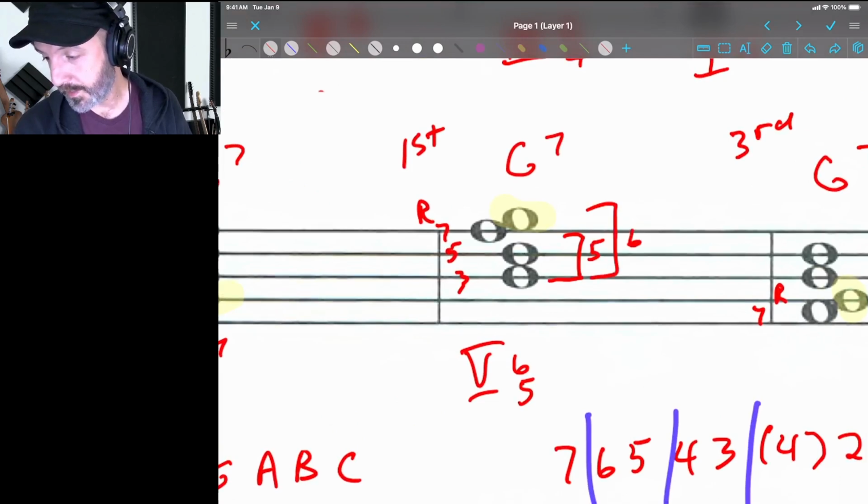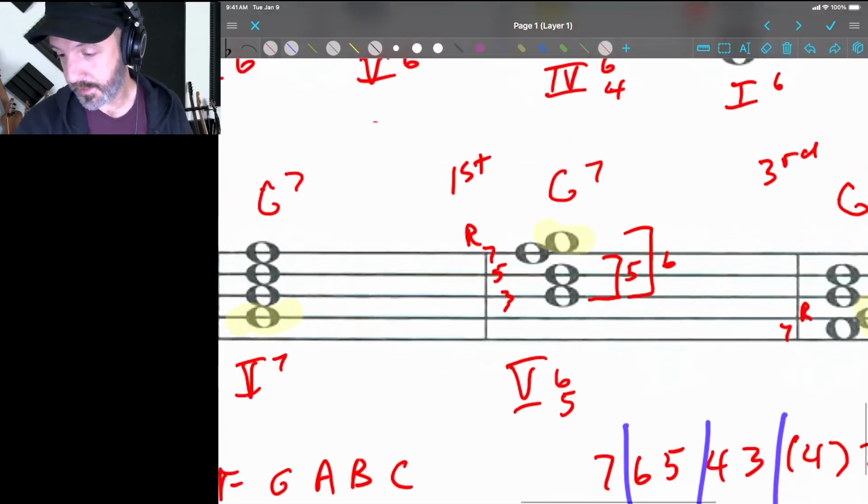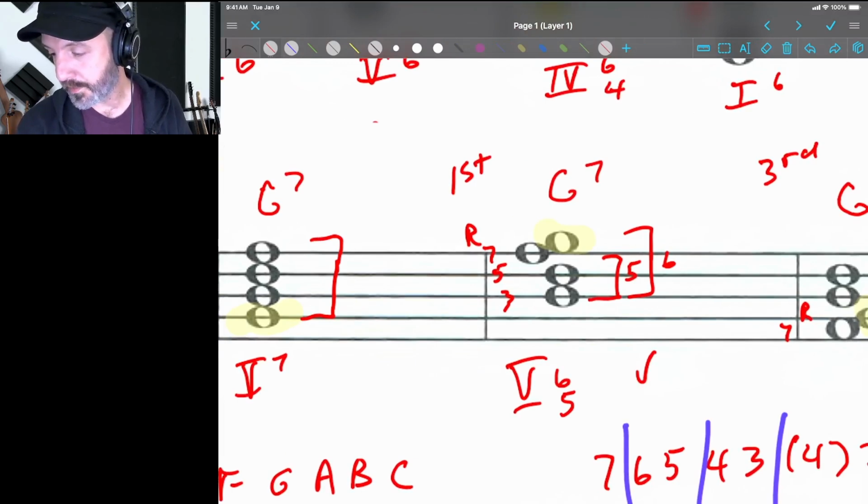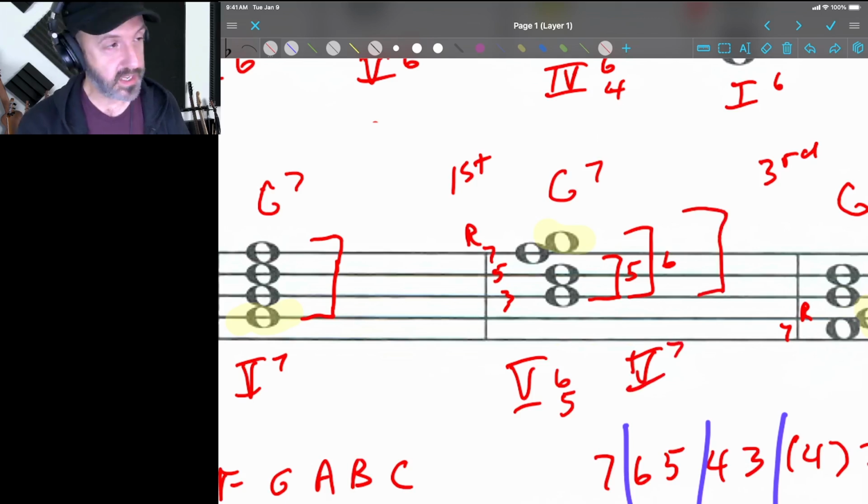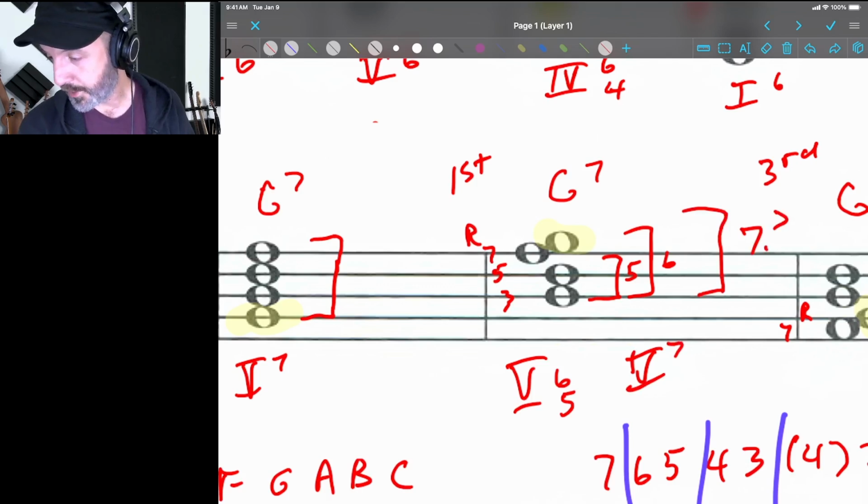a 5th and a 6th, a 5th and a 6th. If we went over here, you can see there's a 7th. So if I wanted to double check and I was thinking it was a 5, 7 chord, well, if you look at the answer, you see that there's no 7th. That should be a clue that this is incorrect.